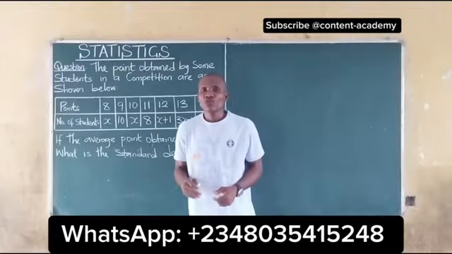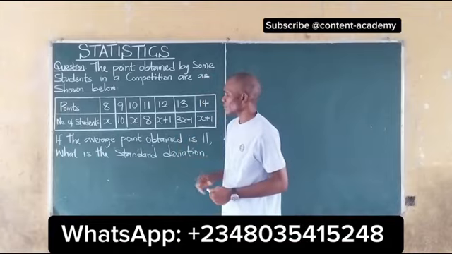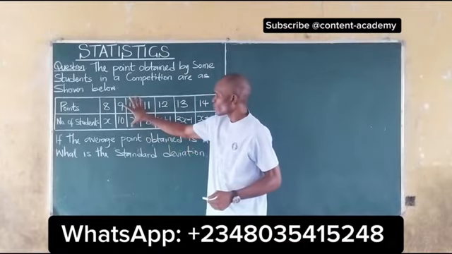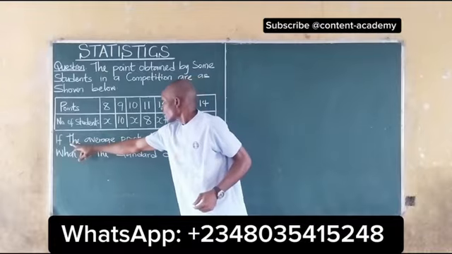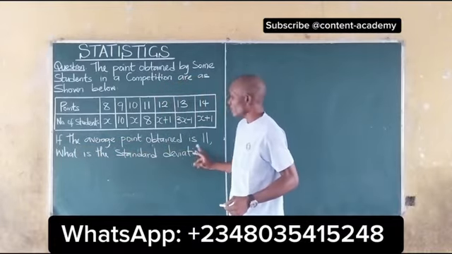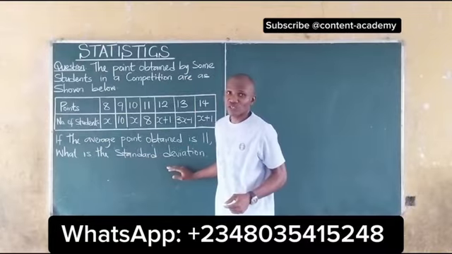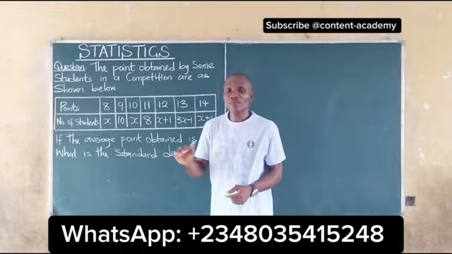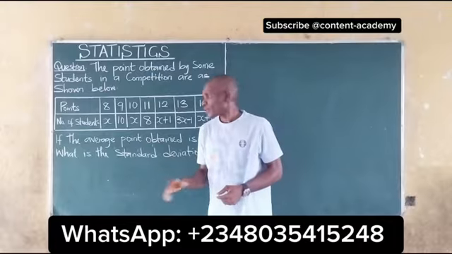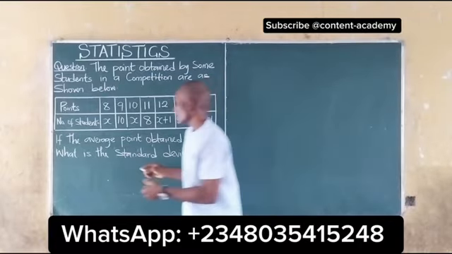In this video, we'll be solving a question on statistics. In this case, we are given a group data and we are asked if the average point obtained is 11, what is the standard deviation? This time we are given an average point, which is the mean. So how do we go about this? Solution.